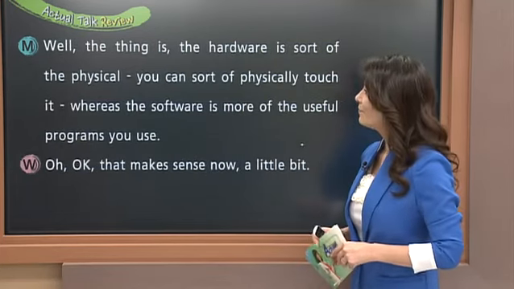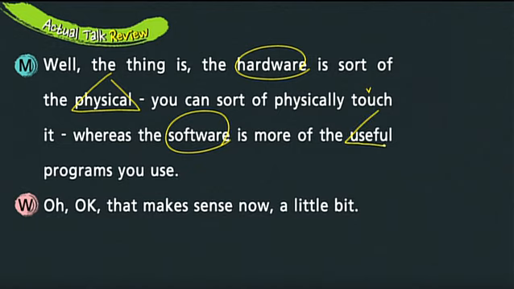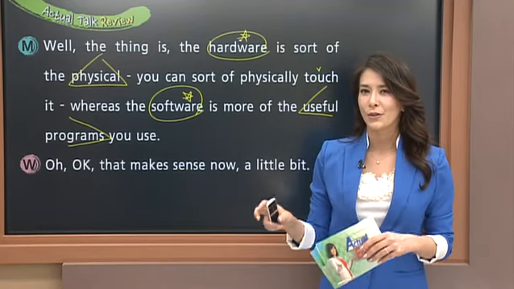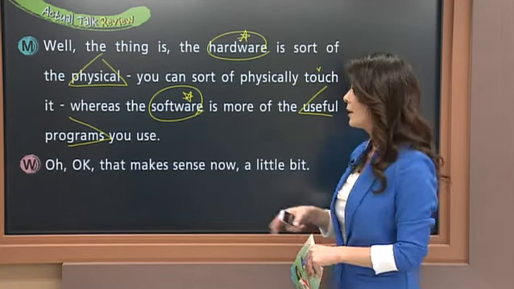Okay, let's move on. Well, Eugene says, the thing is, the hardware is sort of the physical. Here we go. It's the physical device. You can sort of physically touch it. That's right. Whereas the software is more of the useful programs you use. So we're talking about useful programs that you use, which happen to be software. And of course, hardware, we're talking about the physical thing, something we can actually touch. So software programs usually run on your computer. So here we go. That's what he says.